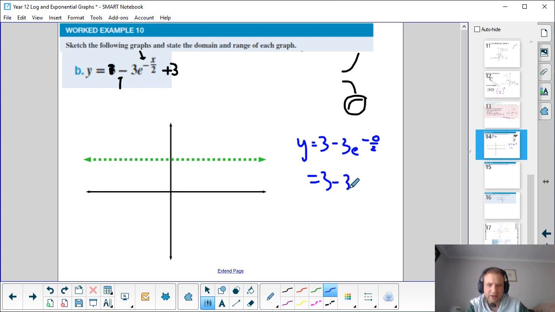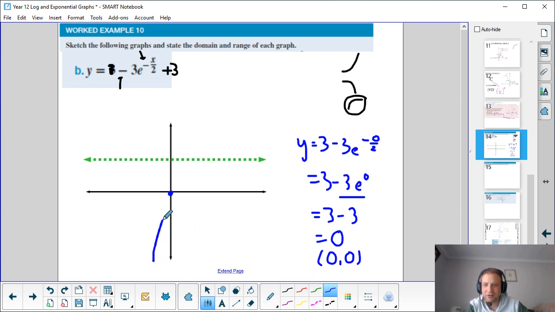So we've got 3, take away 3 lots of e to the power of 0. All right, and what we know then is that anything to the power of 0 equals 1. So this whole thing is negative 3 lots of 1. So this is 3 take away 3 lots of 1. So it's 3 take away 3, which means it's 0. So we turned x into a 0, and we got 0 as our result, which means our graph will pass through this point. So we've killed 2 birds with 1 stone there. We've got our x and our y-intercept, thankfully. So then we'll try and draw a smoothish curve that goes through and doesn't touch the intercept.